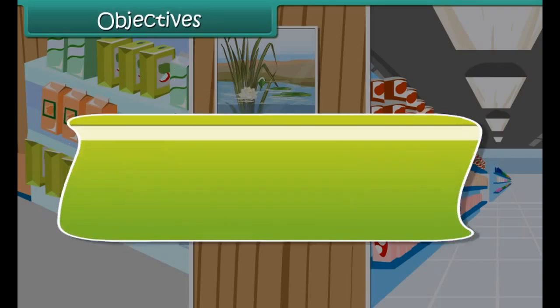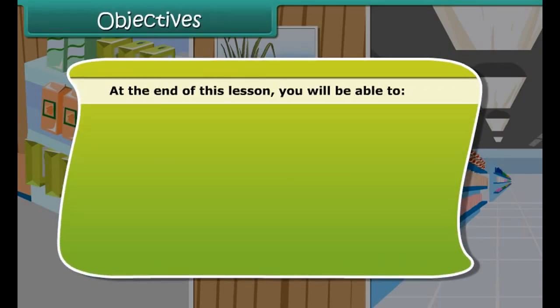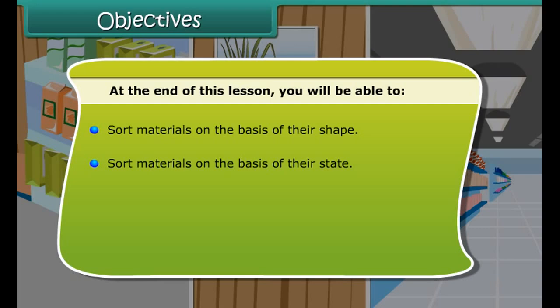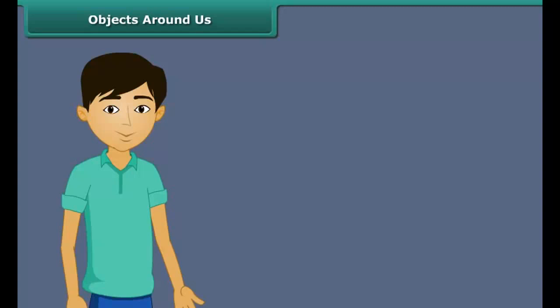Objectives. At the end of this lesson, you'll be able to sort materials on the basis of their shape, sort materials on the basis of their state, sort materials on the basis of the raw material used, understand why sorting of materials is important. What makes life interesting is its variety.